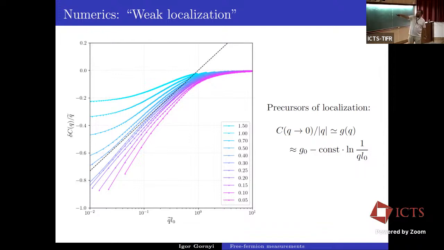For very frequent measurements, it saturates, but this is clear because the correction cannot be larger than the main term. The conductance cannot be negative.